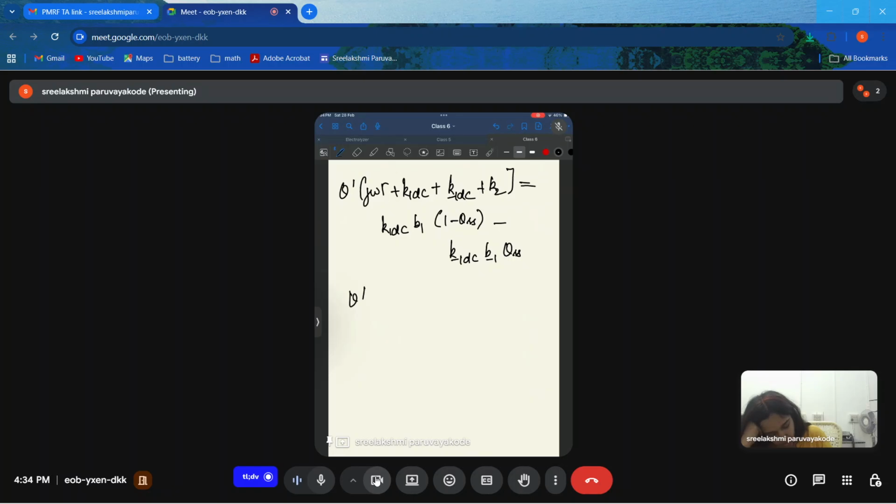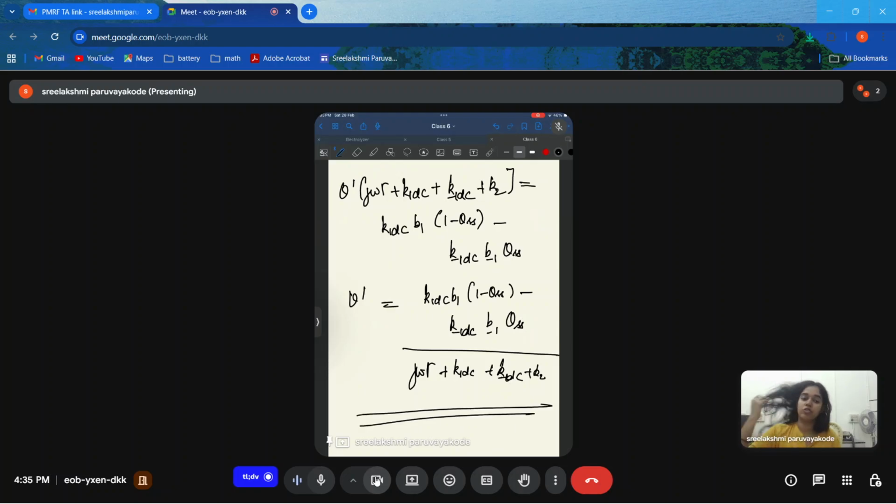So is this the answer which is coming? K1 DC B1 (1 minus theta SS) minus K minus 1 DC B minus 1 theta SS, divided by J omega gamma plus K1 DC plus K minus 1 DC plus K2. So this is the expression for theta dash, or dou theta by dE.